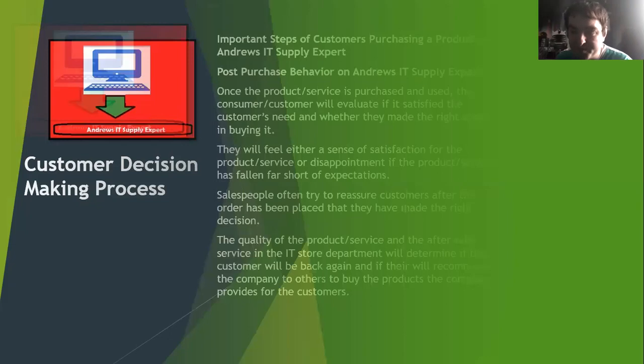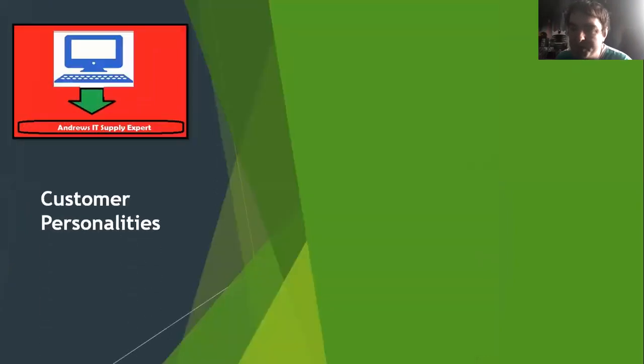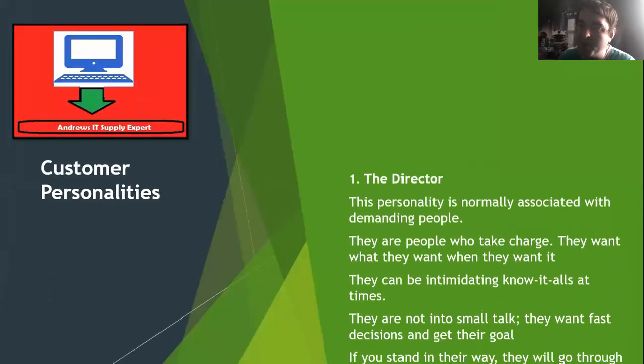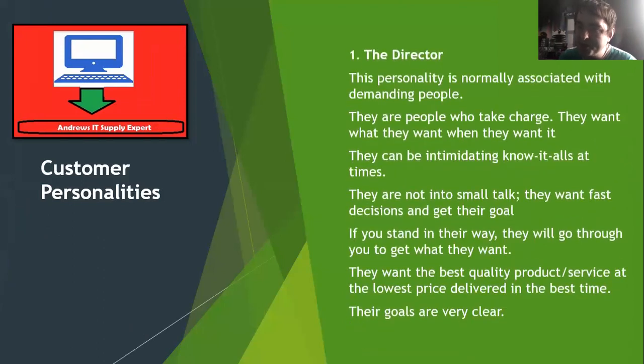So I believe that's the customer decision making. Yeah, that's the customer decision making process completed. Now we're into the next part, which is the customer personalities. So the first type of the customer personalities is the director. So what is the director customer personality?